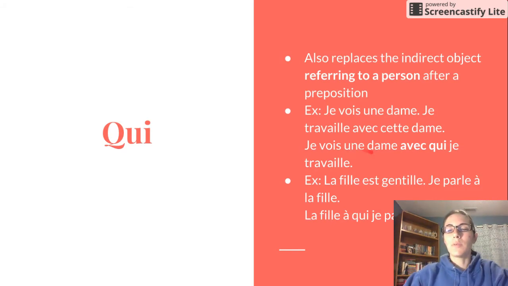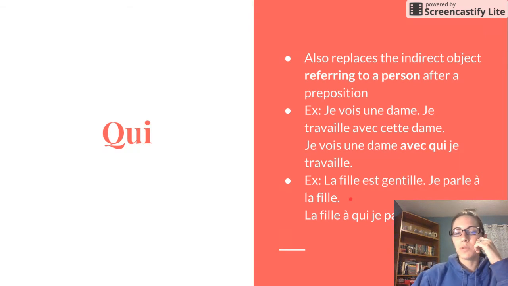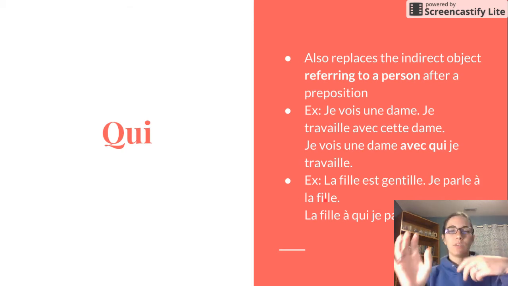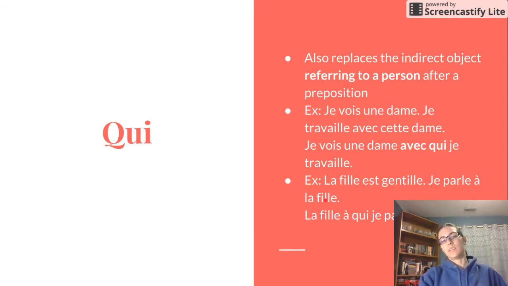Okay, so it is the verb plus a preposition, which makes cette dame an indirect object. Je vois une dame avec qui je travaille. Okay, so instead of saying I see a woman, I work with this woman, you can actually say je vois une dame avec qui je travaille. I see a woman with whom I work. Second example, la fille est gentille, je parle à la fille. Okay, la fille à qui je parle est gentille. You can replace la fille with qui, and then you have to reorder your sentence to make it make sense.